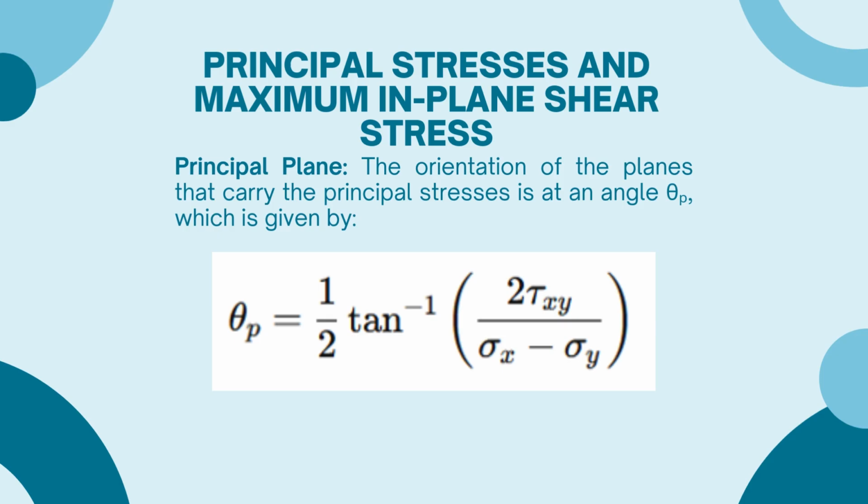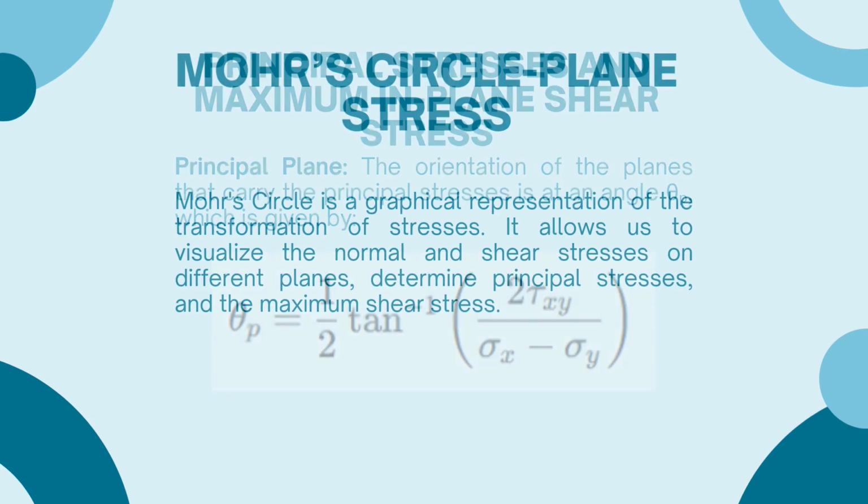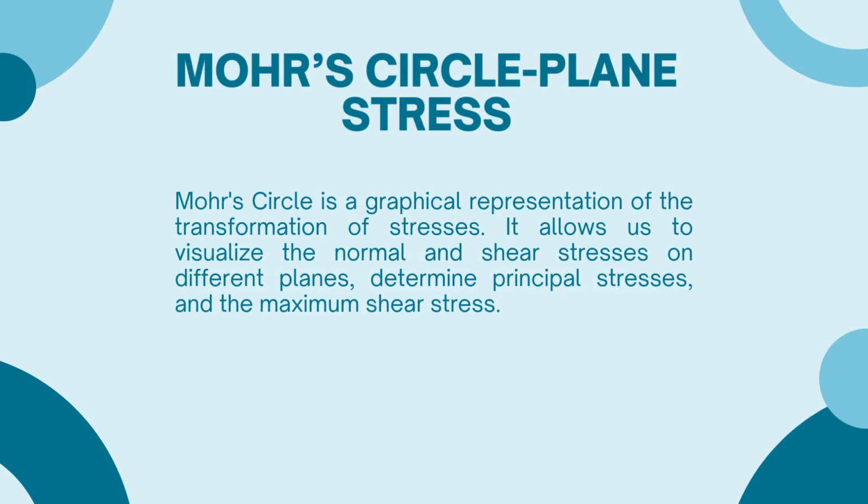Now, let's talk about the principal plane, which is the orientation of the planes that carry the principal stresses. These planes are at an angle theta from the original x and y axes. The angle theta can be calculated using the equation shown here, which involves the shear stress tau and the normal stresses sigma x and sigma y. This angle helps determine the orientation at which the principal stresses occur, which is essential for understanding how the material will behave under the applied loads.